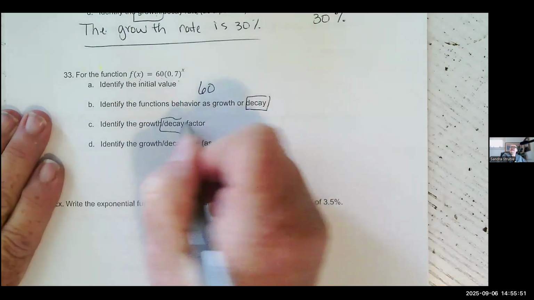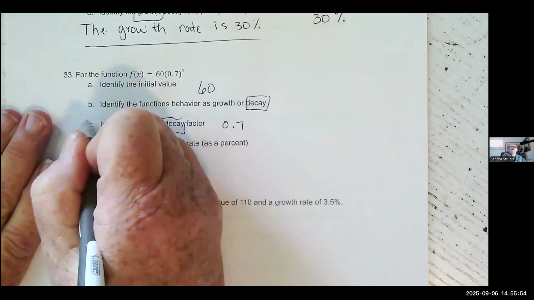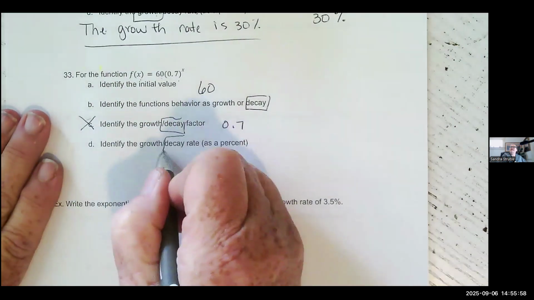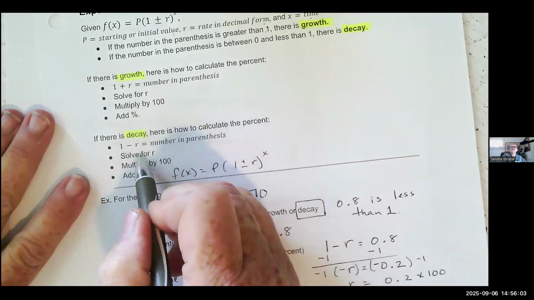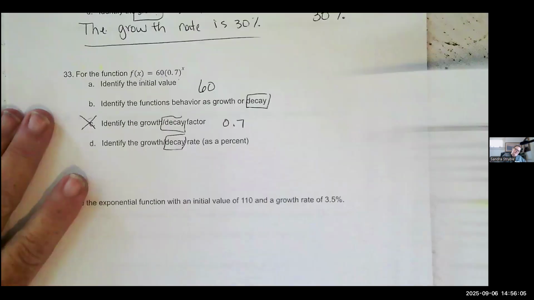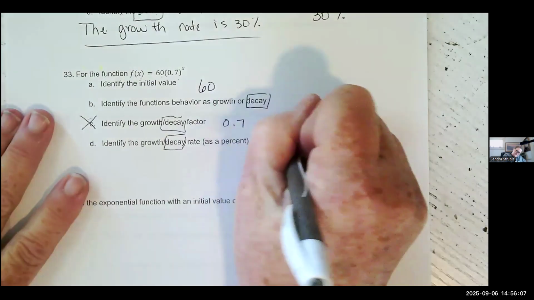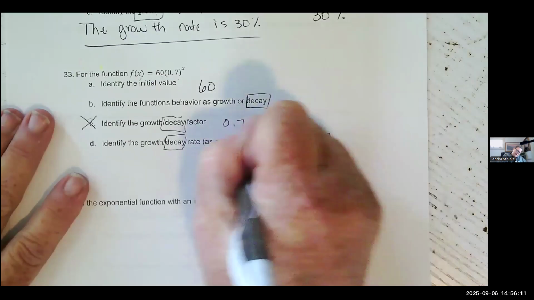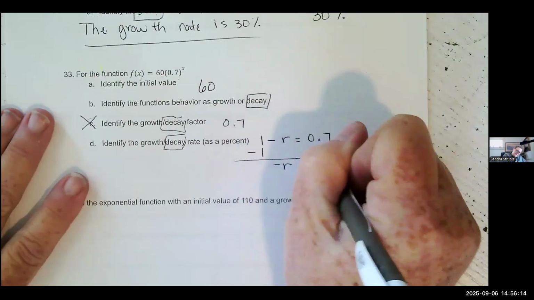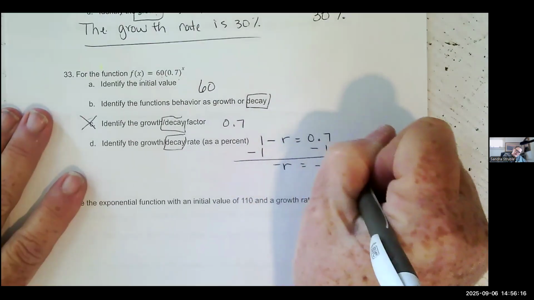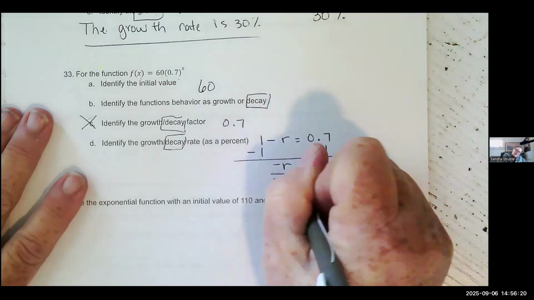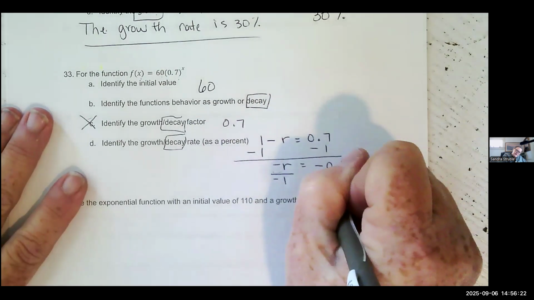So we're looking for a decay factor of 0.7, which is not going to be on your exam, but will be on your homework. And then the decay rate. Again, use what I gave you here. 1 minus r is equal to the number in the parentheses. Subtract 1 from both sides. We're solving for r. Divide or multiply through both sides by -1. It's the same thing. And r is equal to 30.